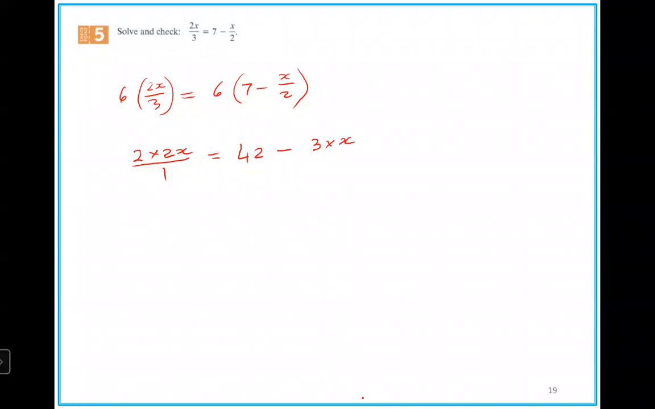So 2 times 2x gives you... The next line is 2x divided by 1. I thought you said you have 2 times 2x here. So 2 times 2x gives... we're going to multiply it now. Okay, so that's where I stopped. So 2 times the 2x, that'll give me 4x. So 4x equals 42 minus 3 times x, which is 3x.